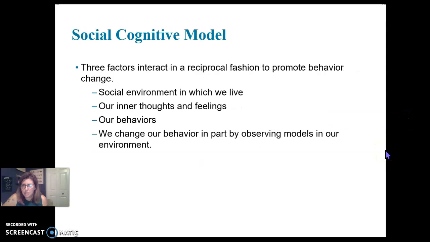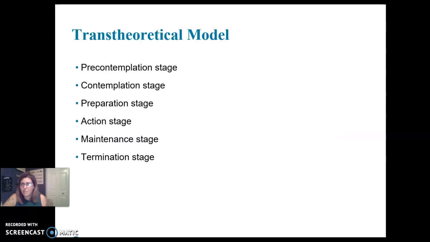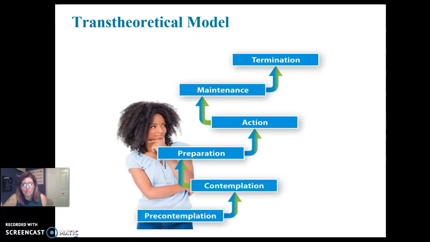The social cognitive model talks about 3 factors that interact reciprocally to promote behavior change. So the social environment in which we live, our inner thoughts and feelings, our behaviors. We change our behavior in part by observing models in our environment. And then we have the trans-theoretical model, which is pre-contemplation, contemplation, preparation, action, maintenance, and termination. This is the model that we're going to look at as we create our behavior contract in this course.